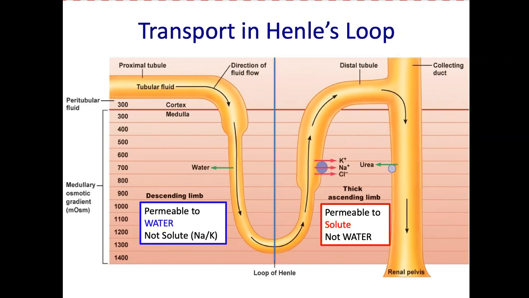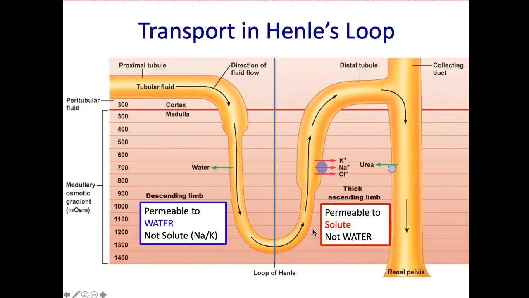And just to do a refresher, remember the loop of Henle has two sides, and they are different. When the descending limb of the loop of Henle has tubular flow, so fluid is moving down the loop of Henle, there's no solute reabsorption, but water is reabsorbed. So it's permeable to water, but not solute, like sodium and potassium.